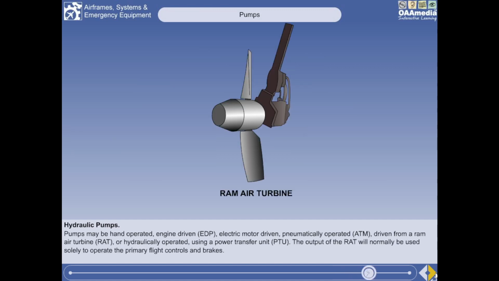The output of the ram air turbine will normally be used as a backup solely to operate the primary flight controls and brakes.